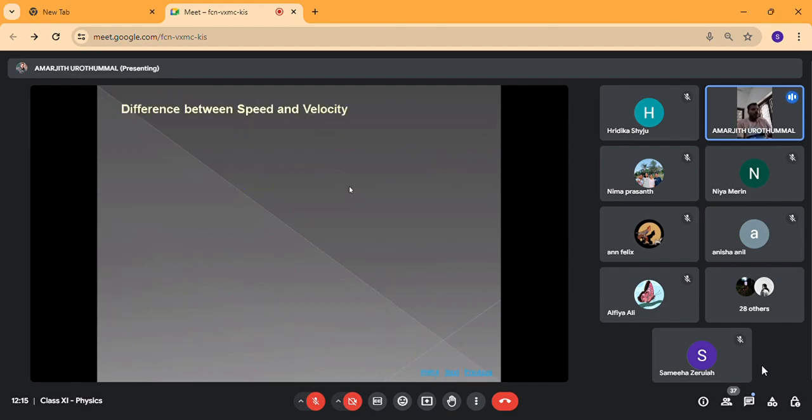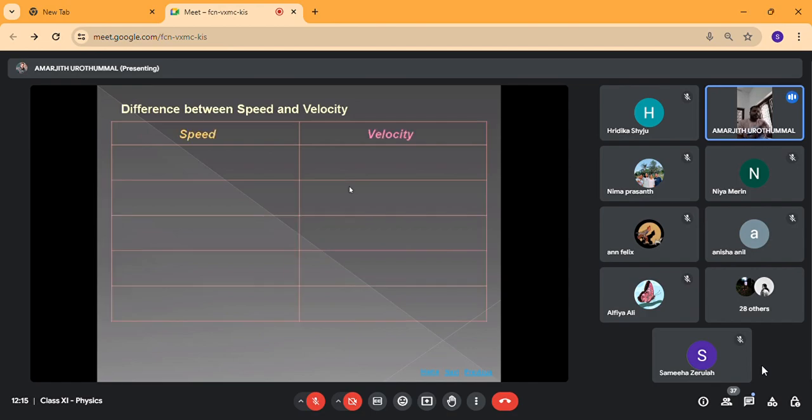Let me show you something. The difference between speed and velocity. For your school exams, this is an important question. Distinguish between speed and velocity, compare and contrast between speed and velocity. At least for 2 marks it will come. So shall we write 2-3 points here? First, the definition. Speed is the rate of change of distance. Velocity is the rate of change of displacement, or displacement to time.